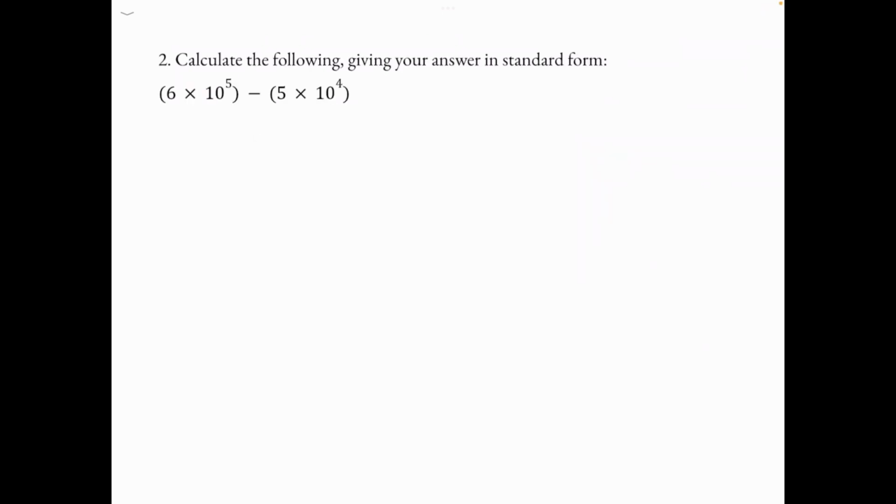Here's another question. Calculate the following, giving your answer in standard form. So again, with a calculator, just type it in scientific mode and you'll have your answer. But if you don't have a calculator, you can write it out in full form first, which would be 6 times 10 to the power of 5, which is 600,000, and 5 times 10 to the power of 4 would be 50,000.